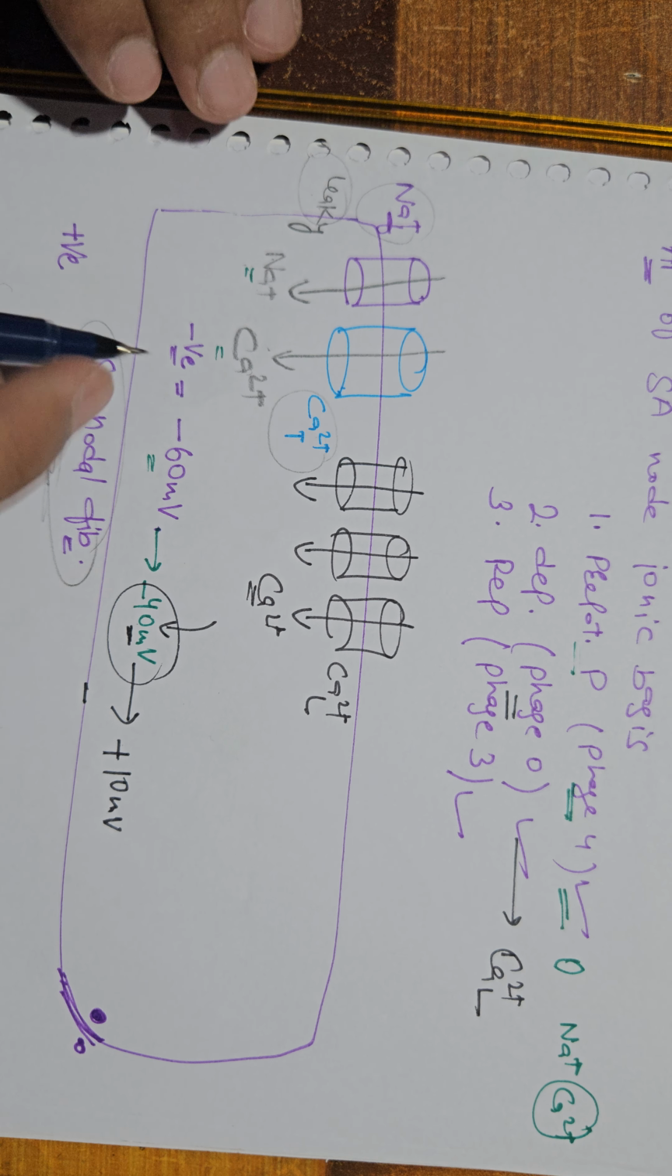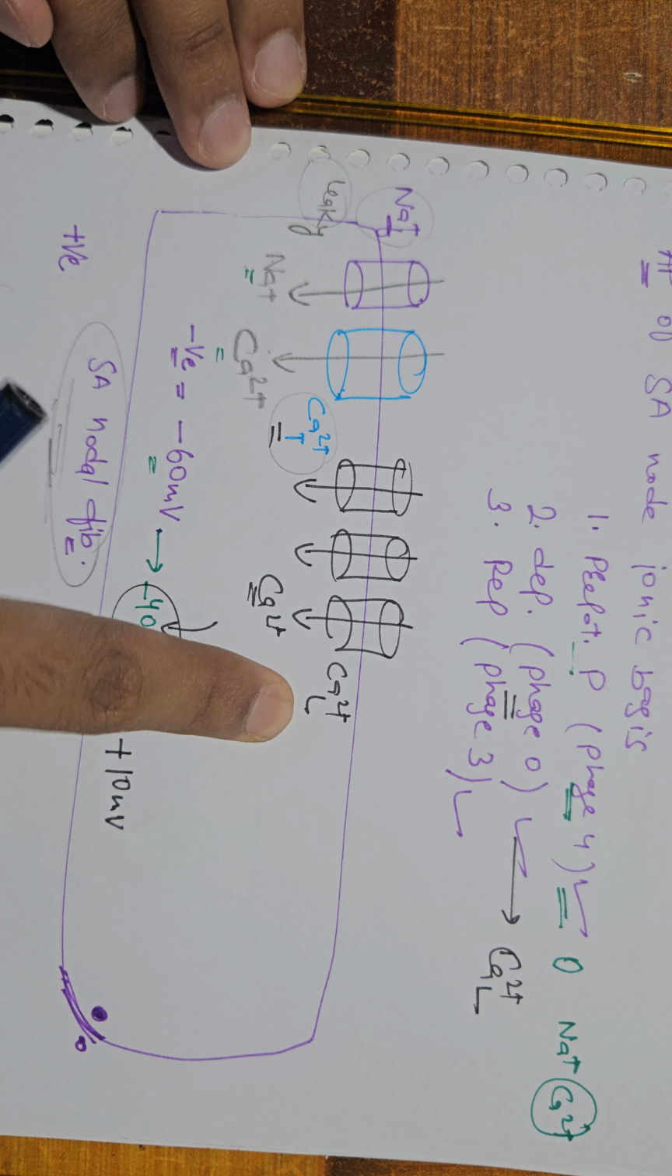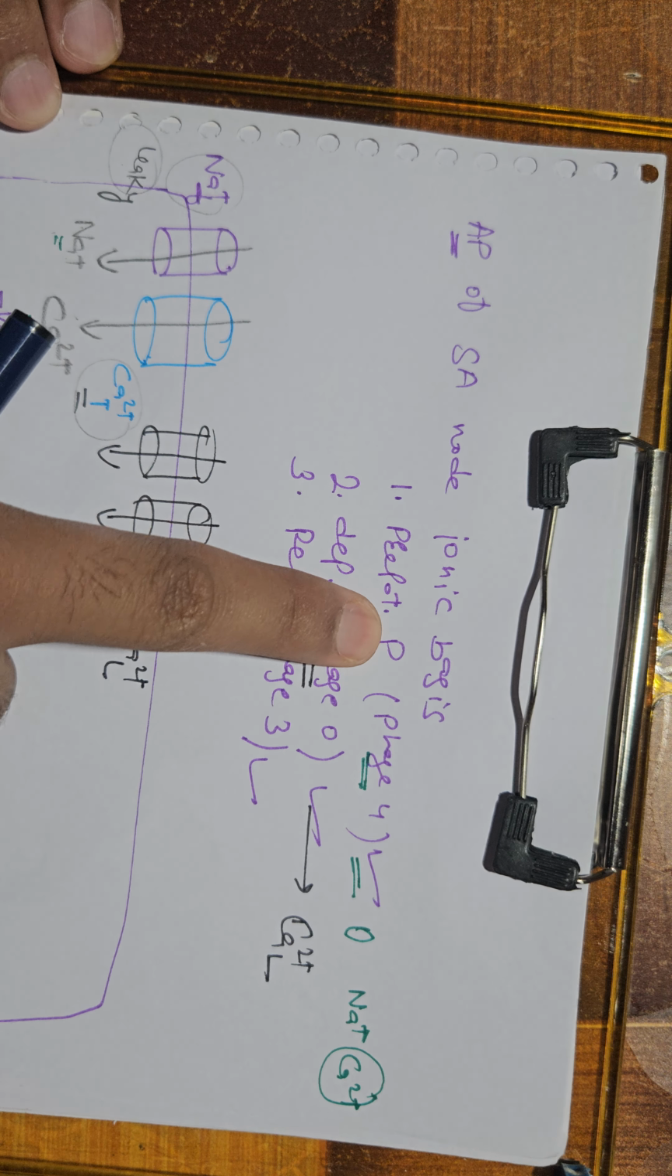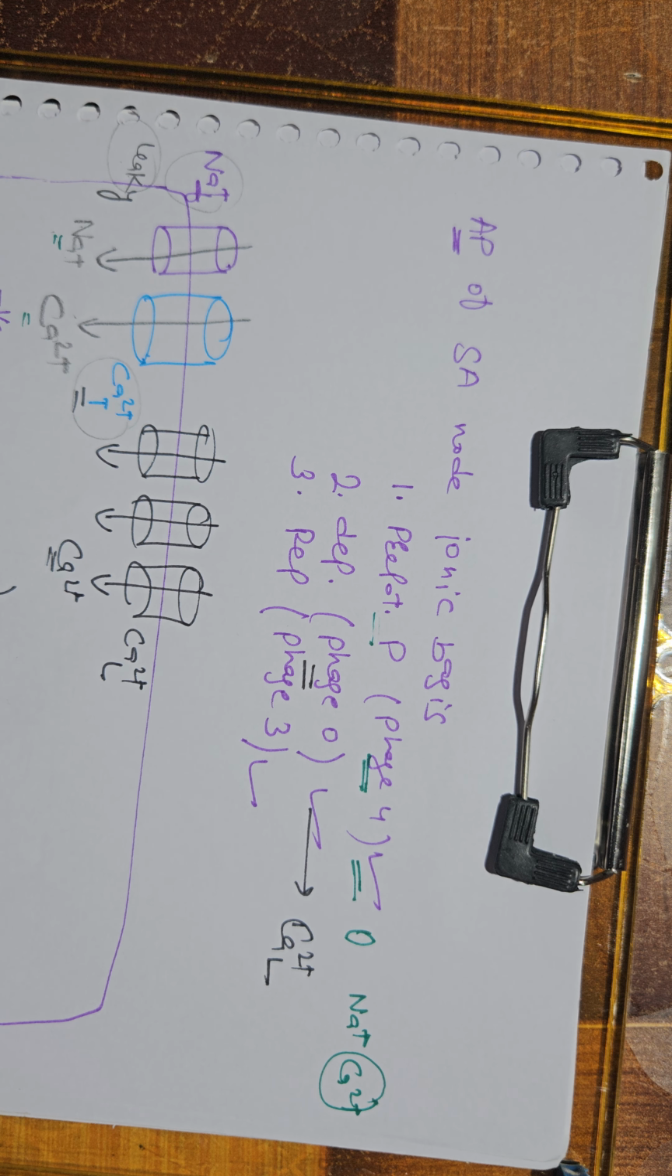As you can see here, there are two types of calcium channels in the heart: calcium T type channels and calcium L type channels. Calcium T type channels are open in the pre-potential phase, while calcium L type channels are open in the depolarization phase. Is that clear?